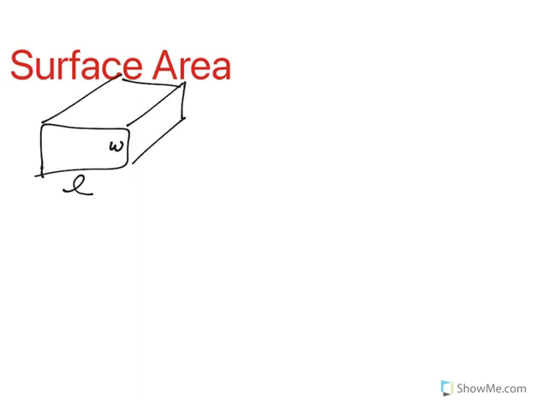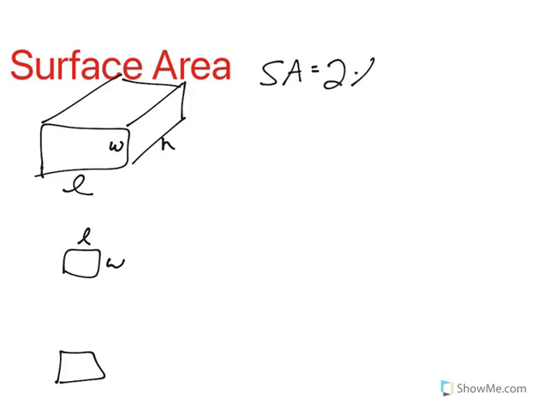So the formula for surface area. Okay, wait, let's back up. Let's think about our rectangular prism. We have a length, a width, and a height, right? The area of the base is found by taking length times width, and then we have the height. So if we would unwrap this, right, we're going to have 2 bases that are length times width. So to find the area of those 2, we have 2 length times width because there are 2 of them.